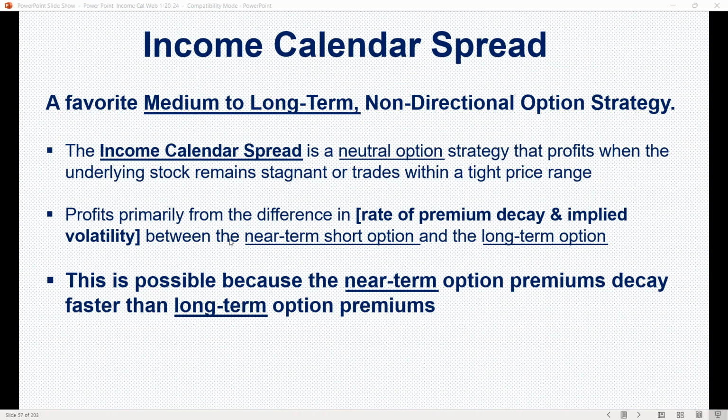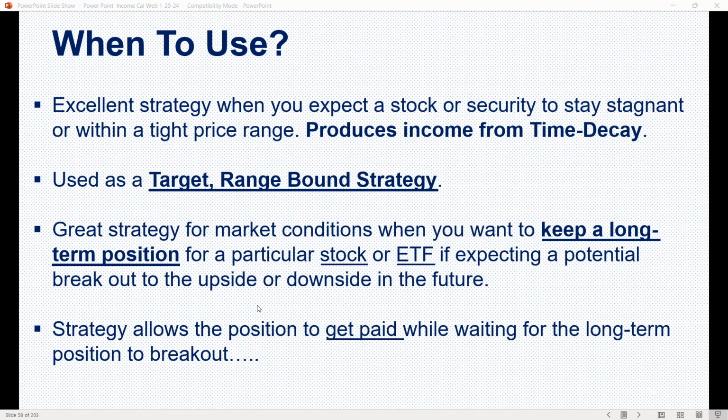This is possible because, remember, with options, your near-term option premium is always going to decay faster. It's getting closer to expiration, where it goes to zero. It's closer to that expiration date than the long option that you're long, which has a longer duration, so it's not going to decay as fast. So you're just playing the spread between the two duration periods.